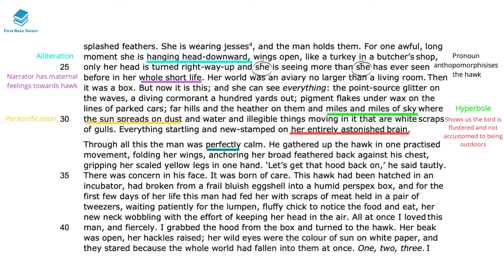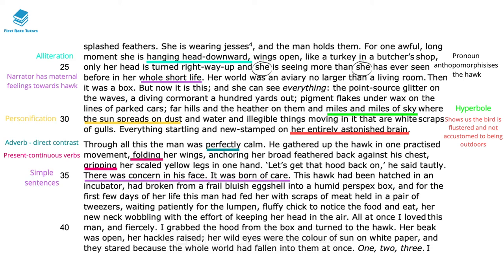And furthermore, she uses the adverb perfectly to describe how the man who looks after these hawks was perfectly calm. And of course, this is a contrast to how frantic the hawk feels. And obviously what this shows is that this man is an expert. He's dealt with this many times. Of course, he's reared several hawks, so he knows how this goes. Also, she describes how the man folds her wings, so folding and gripping, and these present continuous verbs show that he's very, very skillful and adept at handling these hawks.